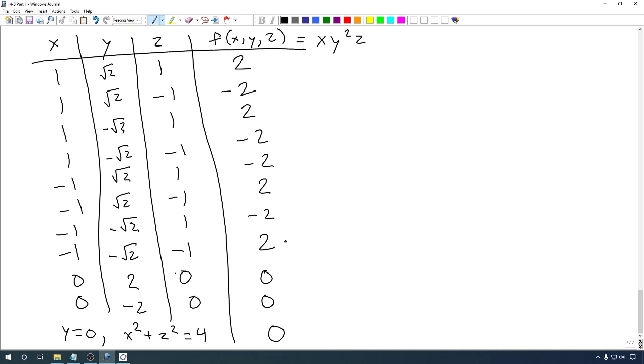Comparing our various values here, of course we have values above 0 and below 0, so all these zeros down here didn't really matter in the long run. But we can see that we actually have 4 different places where we have a maximum value of 2. So 1, square root 2, 1; 1, negative square root 2, 1; negative 1, square root 2, negative 1; and negative 1, negative square root 2, negative 1. Those all give you a maximum of 2. Then we have 4 different points that have a minimum of negative 2. I'm not going to list those ones, but you can see them from the table.